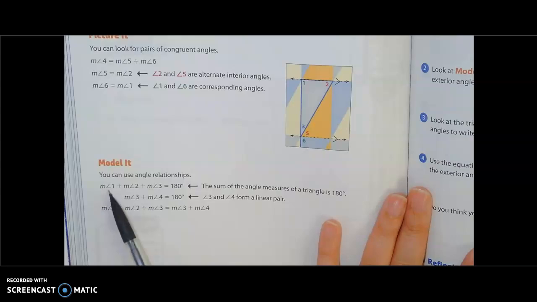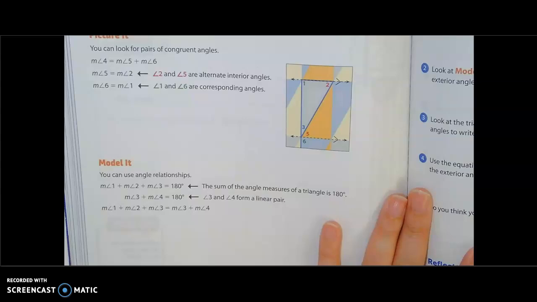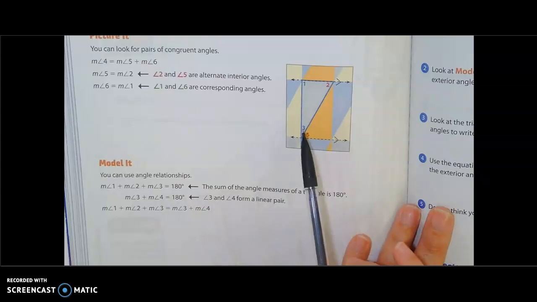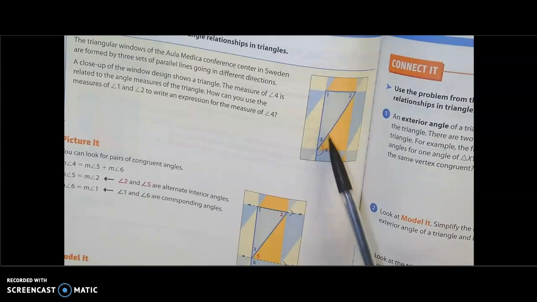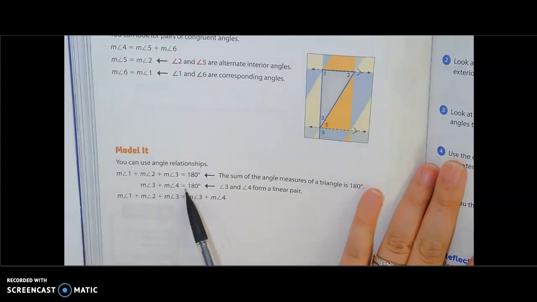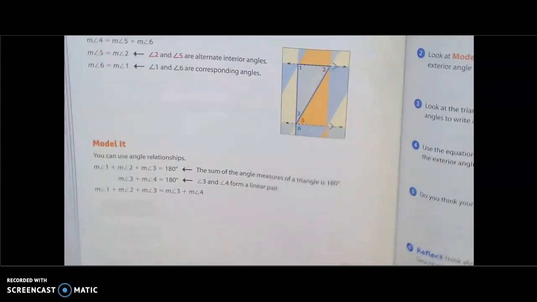And then we have the model it that says I know that angles 1, 2, 3 add to 180 degrees. That's what we learned yesterday. The measure of angle 3 plus angle 4, going back to this picture, is a linear pair, meaning they are also going to equal 180 degrees. And since these both equal 180 degrees, I can write the measure of angle 1 plus the measure of angle 2 plus the measure of angle 3 is going to equal the measure of angle 3 plus the measure of angle 4. And then we would solve it from there. So those are just ways that we could start it.